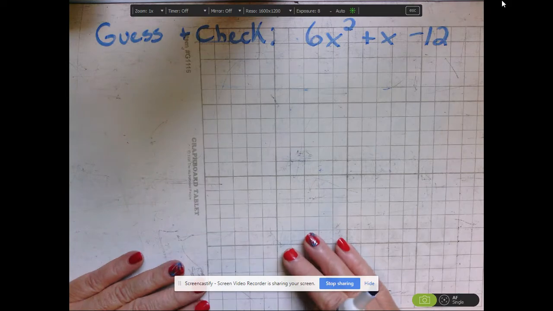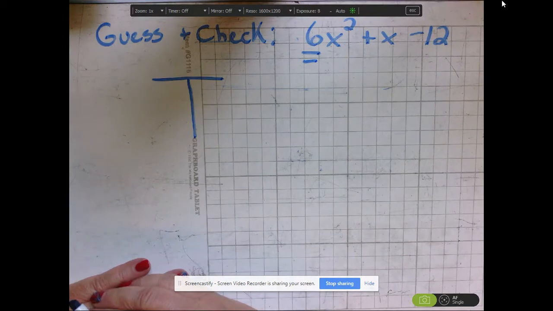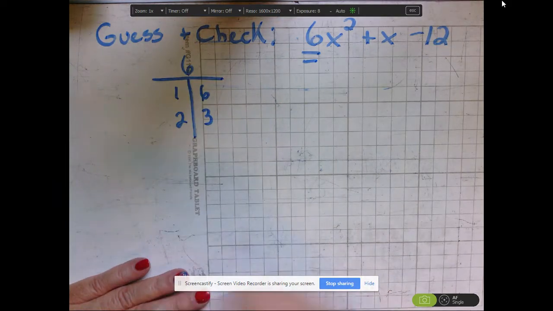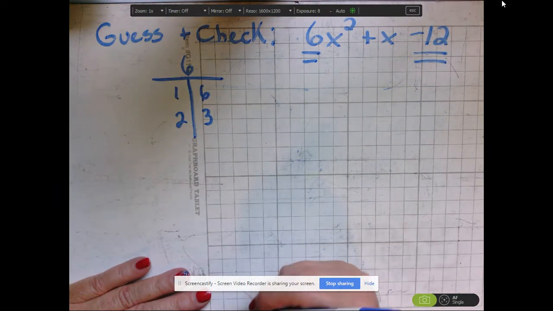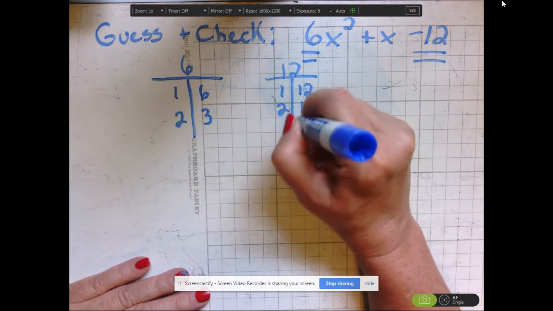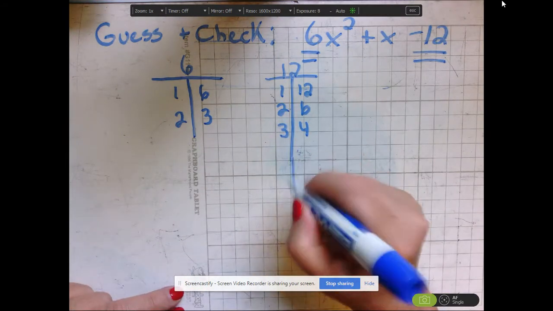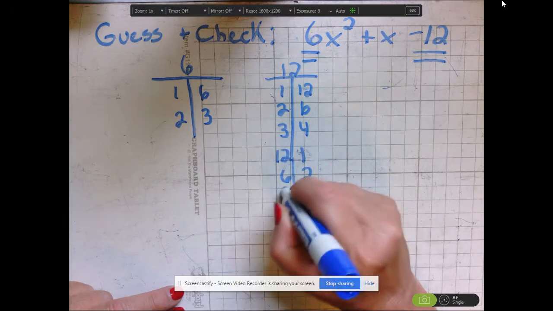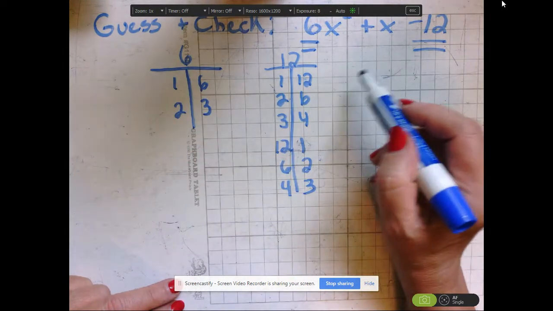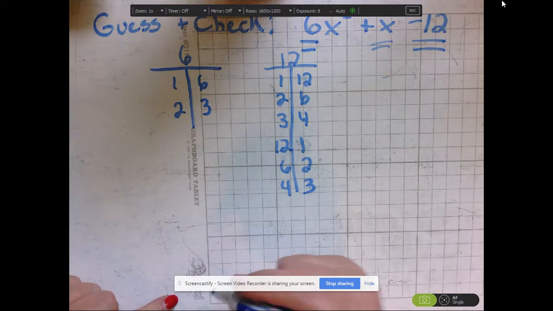All right, so the first thing that you want to do when you're doing guess and check is you're just going to write down all the multiples of the first term. So 1 and 6, 2 and 3. I'm going to write down all the multiples of the last term. I'm going to ignore the sign. So I've got 12. I've got 1 and 12, 2 and 6, 3 and 4. But I'm going to write them in the reverse order as well. So 12 and 1, 6 and 2, and 4 and 3. And now I'm simply going to write each of them out and kind of guess and check to see if I can get to this middle term, which is a positive x.